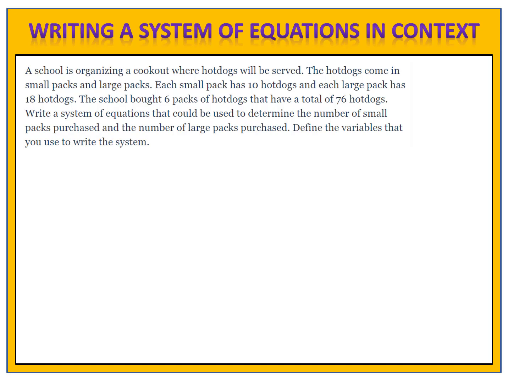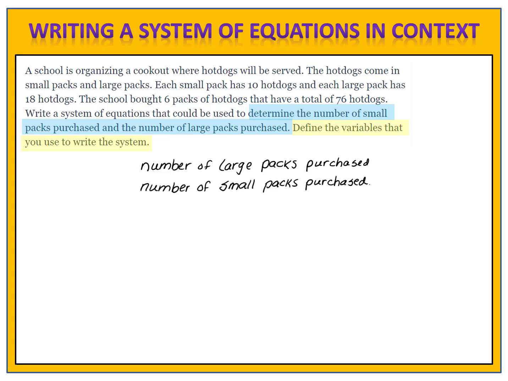When modeling with a system of equations, the first thing that we want to do is define the variables that we're going to use. The variables represent the quantities that you're trying to define. Look in the word problem for the thing you are trying to determine. Here, we want to determine the number of small packs purchased and the number of large packs purchased. These things that we are trying to determine are what our variables will represent: the number of large packs purchased and the number of small packs purchased.